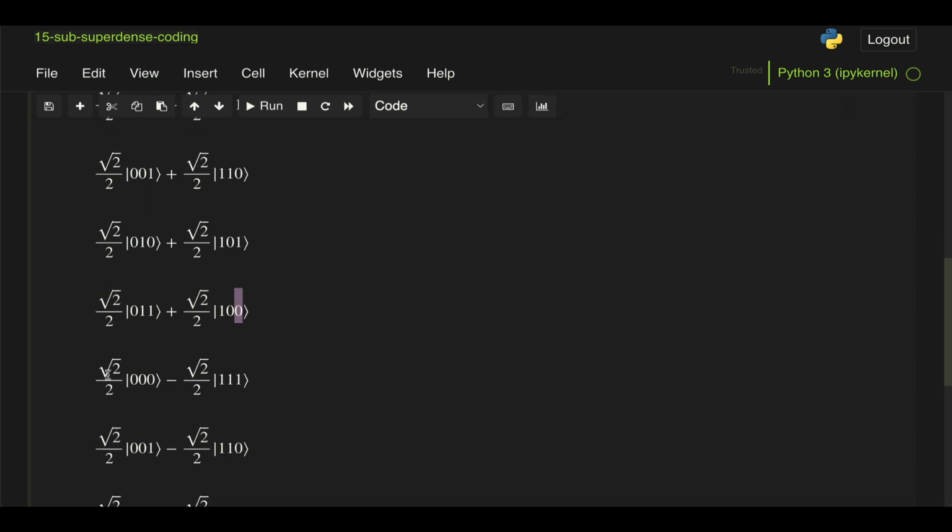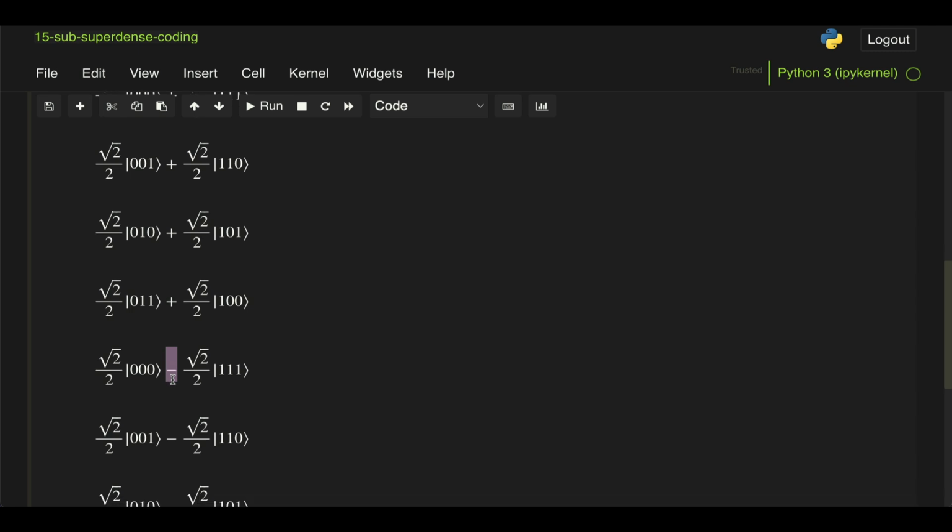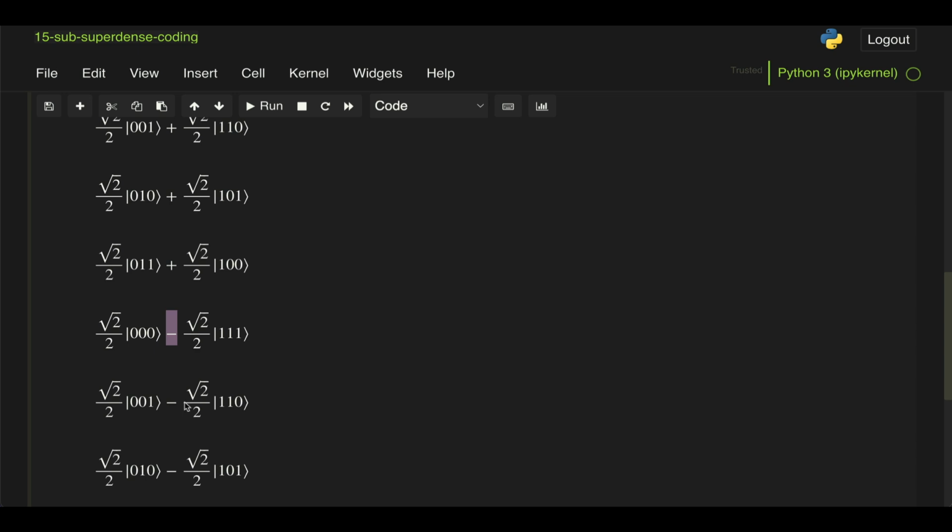And then for the fourth one, we can see that when Bob wants to decode state 100, he needs to receive this state where the phase has been flipped. So Alice needs to apply a Z gate to one of the two qubits. Either one should be fine. And then we can continue this process.